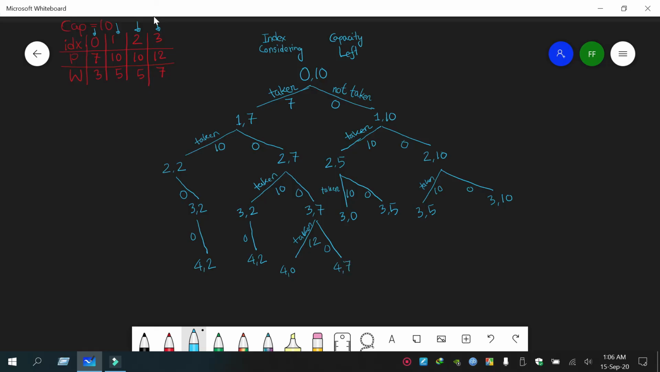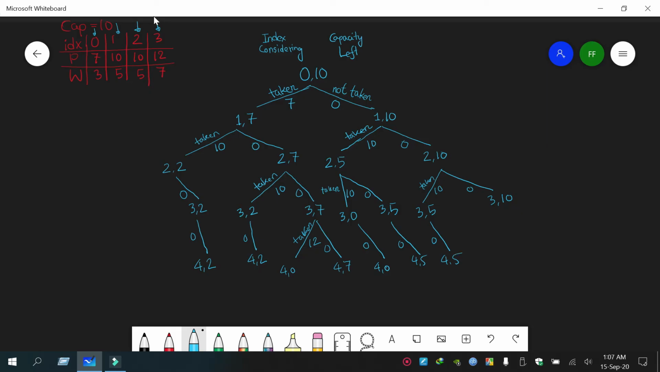From 3 0, even if we want, we cannot take the item because the capacity exceeds, so it will go to 4 0. From 3 5 we also cannot take the item, so it will go to 4 5. From 3 5 here we also, the same situation, we cannot take it, so it will go to 4 5.